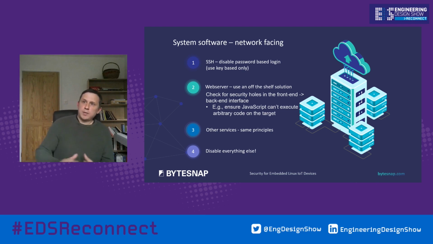So, okay, if you've got a web server, you want to make sure you use an off-the-shelf solution, something like Apache, Nginx. Check for obvious security holes in your front end. Ensure JavaScript can't execute arbitrary code on the targets itself. So sometimes when you have embedded engineers, they're not necessarily web engineers. They don't always think of all these possible security flaws that you can have.